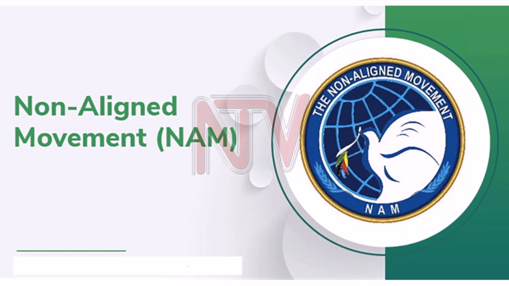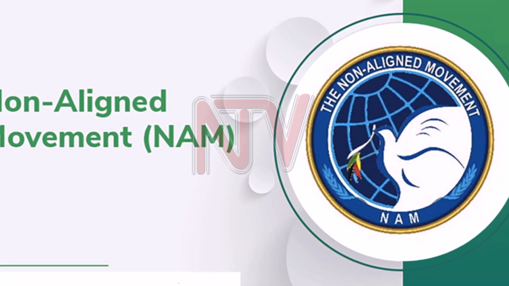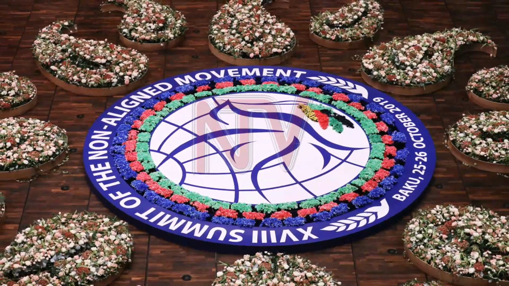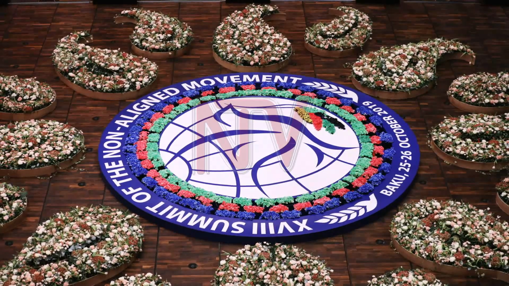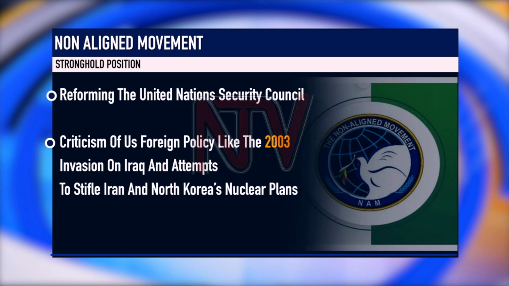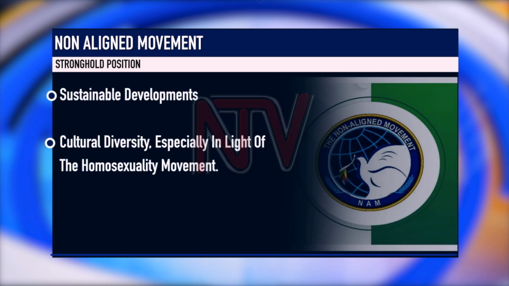Increasingly today, with the acceleration of great power competition, member states are being caught between pandering to the United States, Russia, and China. However, on some positions the non-aligned movement has been vocal, in instances such as reforming the United Nations Security Council, criticism of U.S. foreign policy like the 2003 invasion of Iraq, and attempts to stifle Iran and North Korea's nuclear plans, and on sustainable development and cultural diversity, especially in the light of the homosexuality movement.